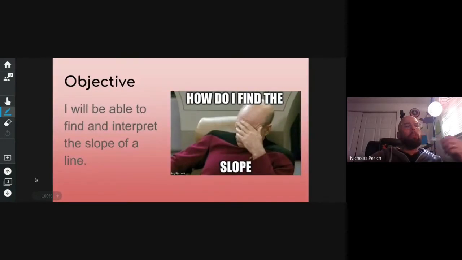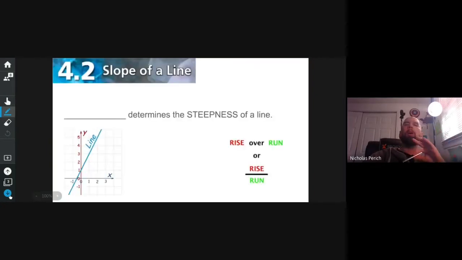We're going to talk about finding slope of a line using 2 different methods. Very, very important. Muy importante. Slope determines the steepness of a line.